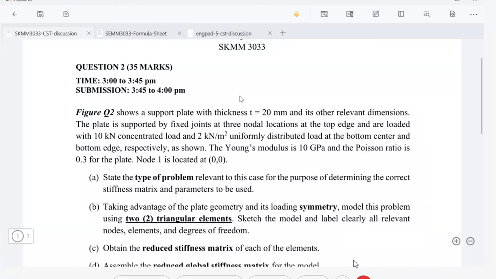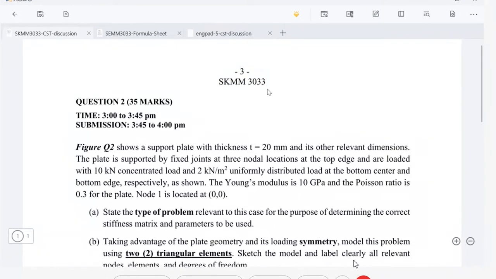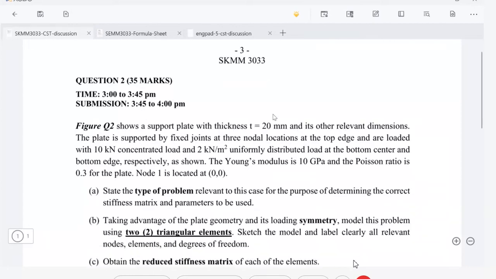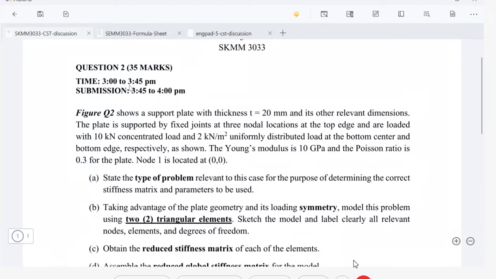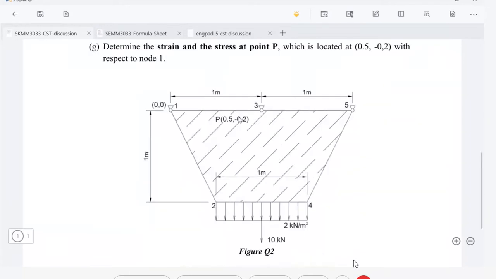So these are basically an overview of what kind of question that you can expect for CST. Just like I told you, this is from past semesters. I don't know which semester, but this is an old one. In this question, it says Figure Q2, question number 2, shows a support plate with thickness of 20 mm.